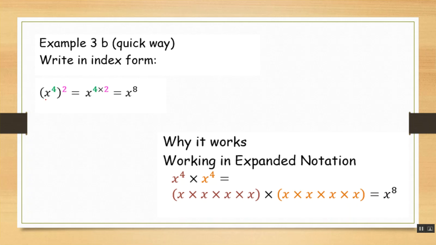So if we change the base to x, x to the power of 4, and that's squared. So we go 4 2's or 8 again. Same thing why it works. x to the power of 4 squared means x to the power of 4 times x to the power of 4. So we get 4 here and 4 here, which is 8.